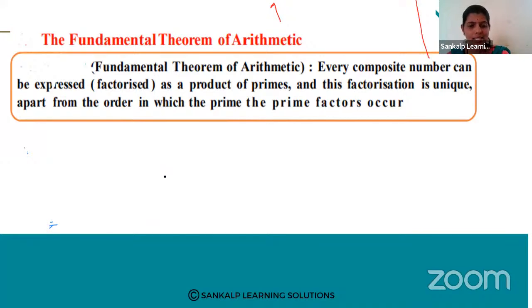And this factorization is unique. So what I will do, I will make this statement in 2 parts. Every composite number can be expressed as a product of primes, that is one part. And then, this factorization is unique apart from the order in which the prime factors occur.